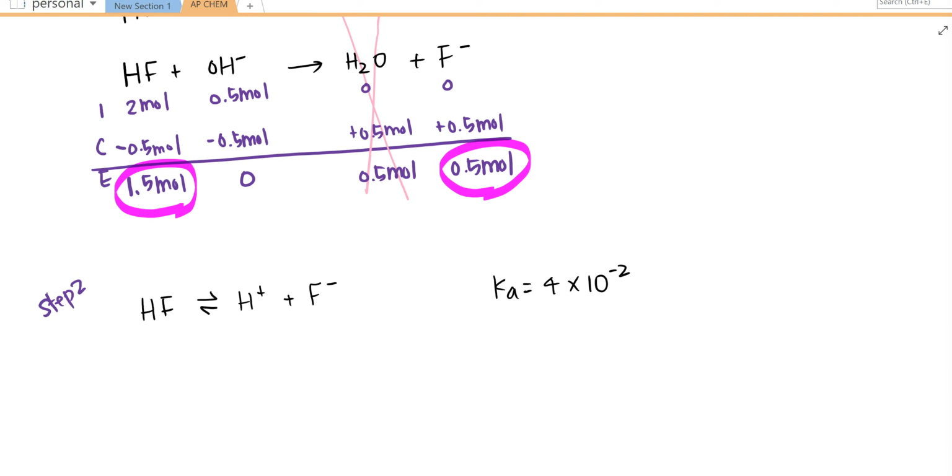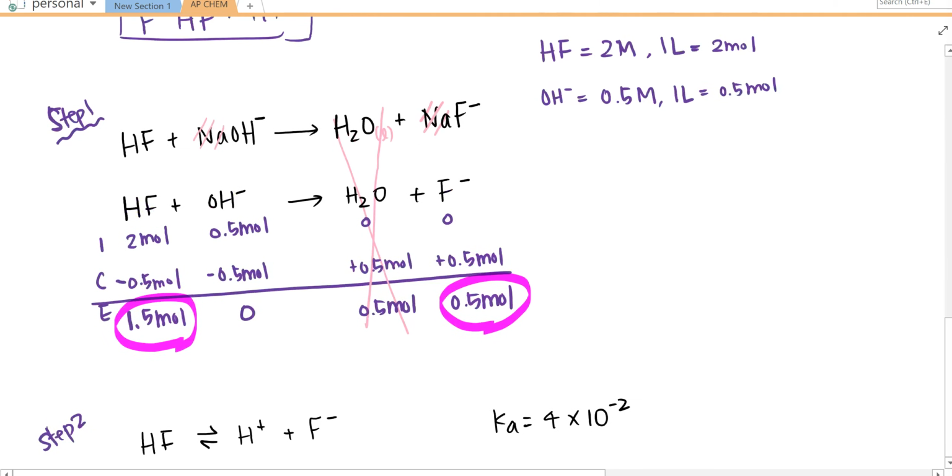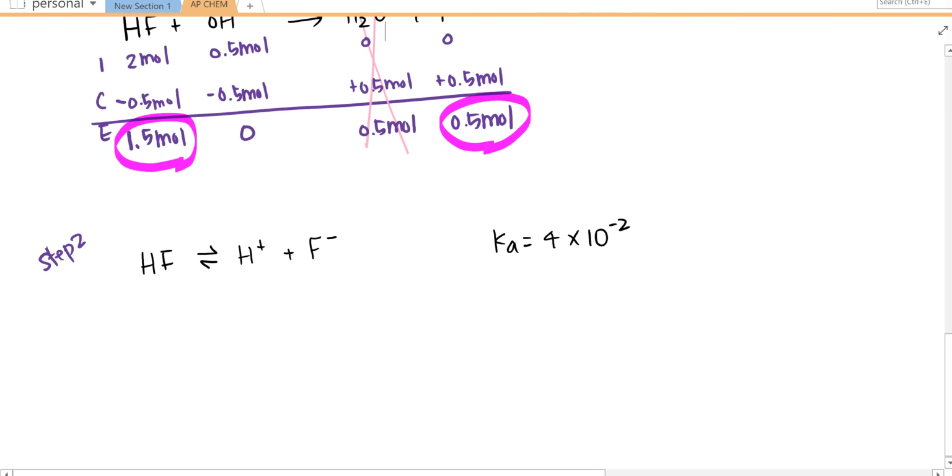And so what I'm going to do now is create molarities from these numbers. So we know that we added the 2 volumes up here, 1 liter of HF and 1 liter of OH minus. So that means I have 2 liters in total. So I'm going to divide these by 2 liters, and 1.5 divided by 2, I end up with 0.75 molarity, right? So that is my new concentration after the buffer system has completely consumed all of the OH minuses.